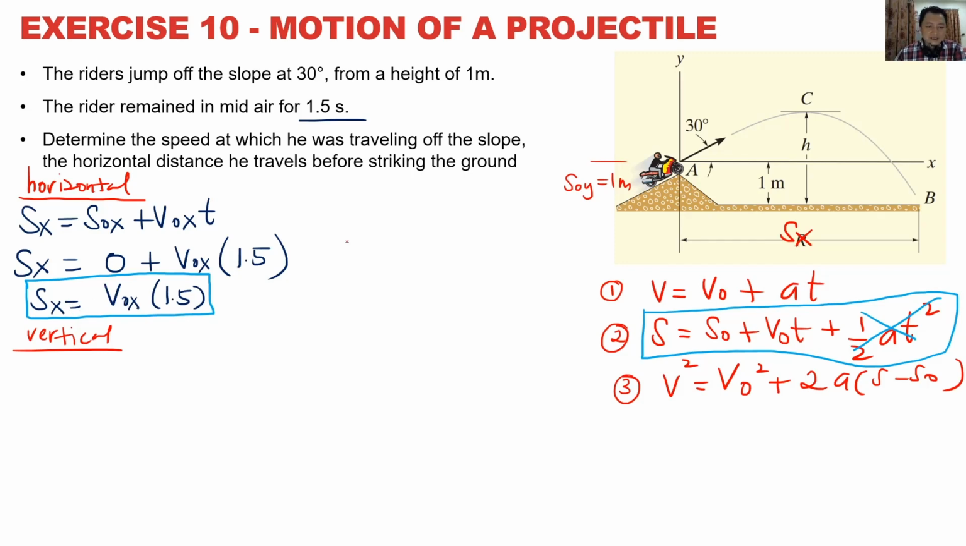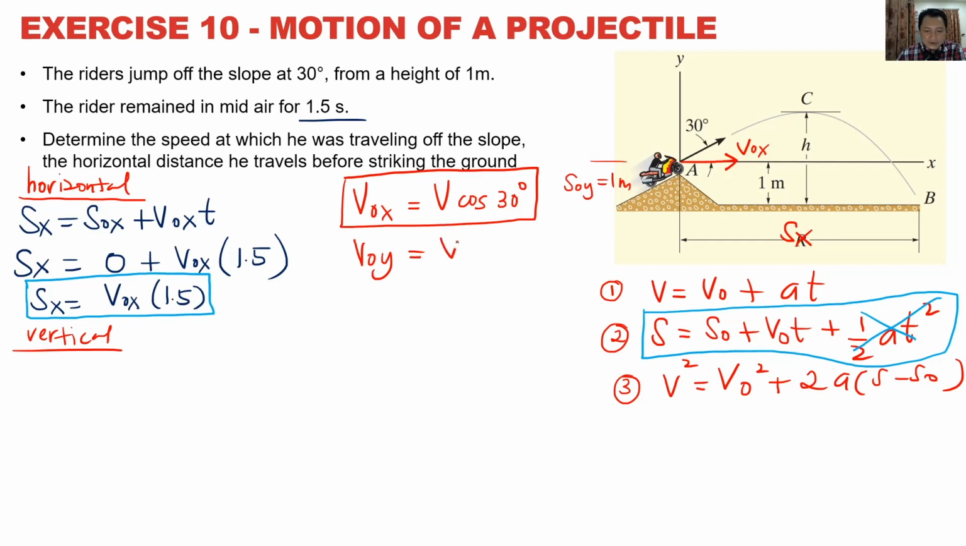So obviously, V naught x is equivalent to V cos 30 degrees. This is 30 degrees. This is V naught x. Okay, obviously, we need to consider the horizontal component only. So when we're talking about vertical, V naught y is equivalent to V sine 30 degrees. Obviously. So let us solve this one.